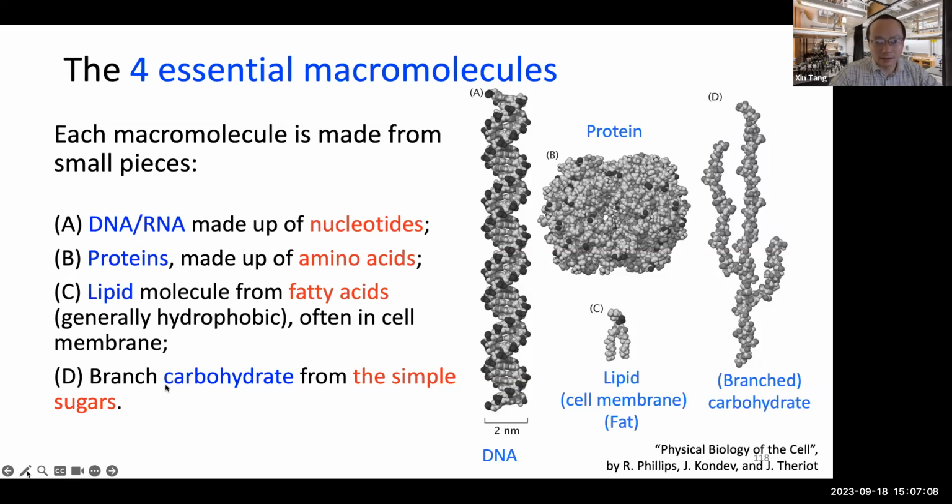And also another important structural and energy component, building block, is called sugar. Okay, they are the branched carbohydrate. They are usually made of complex sugars coming from simple sugars. So they can have condensation reactions so that they can polymerize and form bigger complex sugars. And those carbohydrates can serve as structural elements to maintain the cell shape.